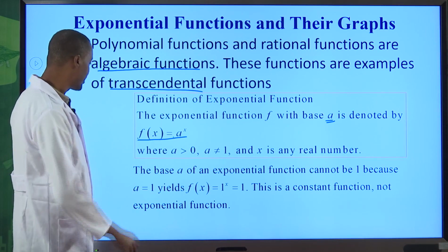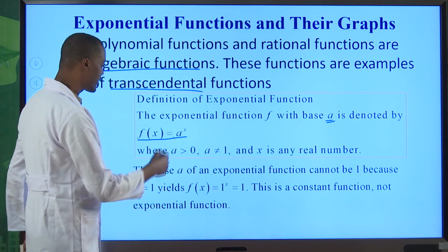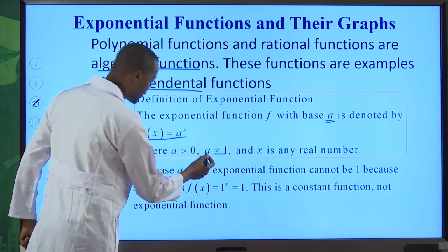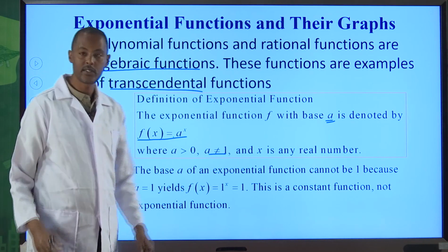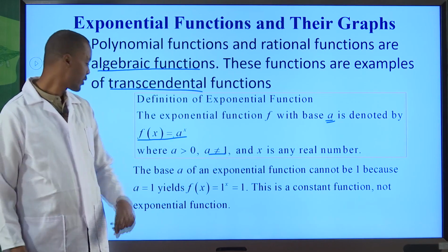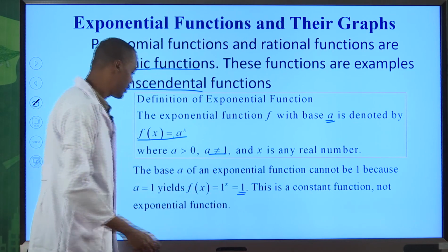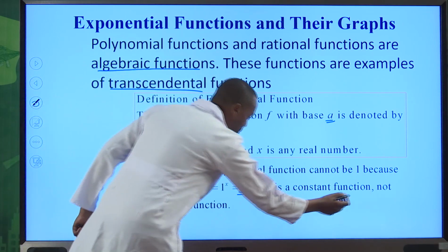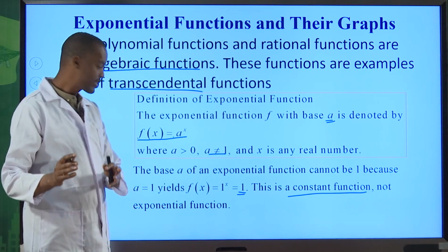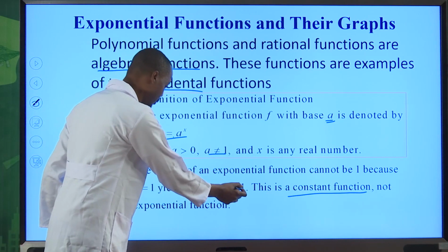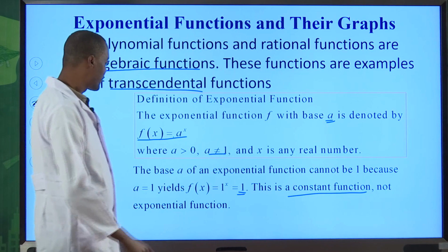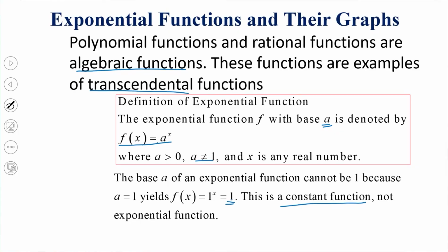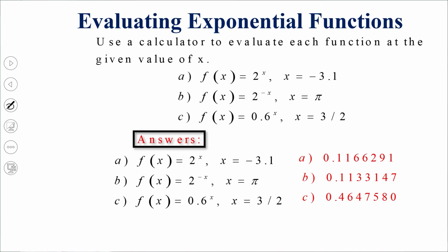This is an exponential function where a has to be greater than 0 and a is different from 1, because if a is equal to 1, then 1 to the power of everything becomes 1, and instead of becoming a function, it becomes a constant function which attains a single value, only 1. So in order to avoid that, we have to restrict 1 from becoming a base. The base of any exponential function cannot be 1, and it has to be always greater than 0.